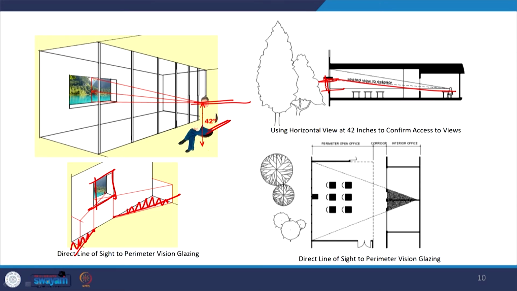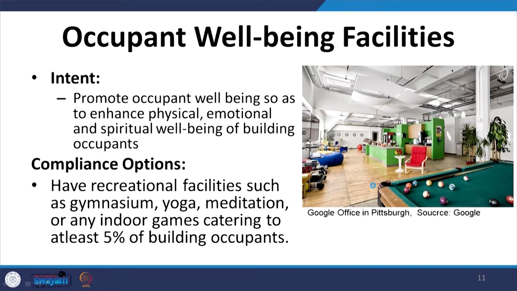So, that is between the given heights from the floor, finished floor of the building. Not only in elevation, but also in plan, we ensure that at least 40% of the total area of the building which is regularly occupied has availability of direct views to the outside.